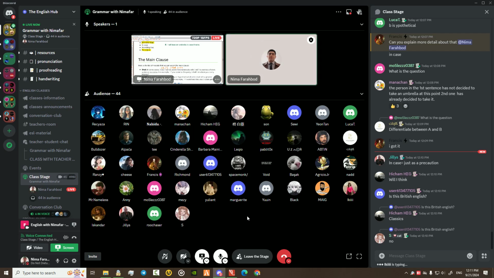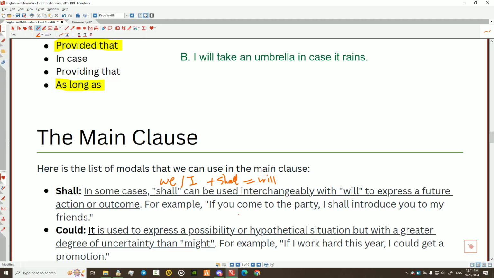Shall is mostly British. Classic is better. Yes, very good, Gillies. So, for example, to express a future action or outcome, if you come to the party, I shall or I will introduce you to my friends. Both of them are correct.